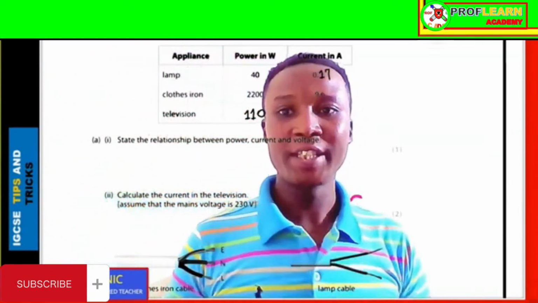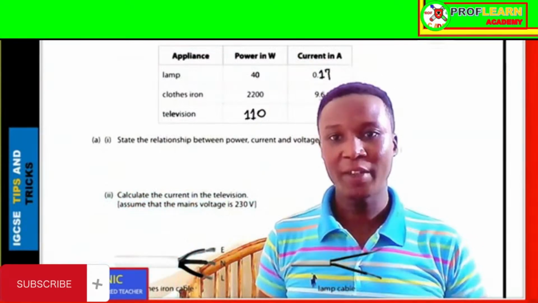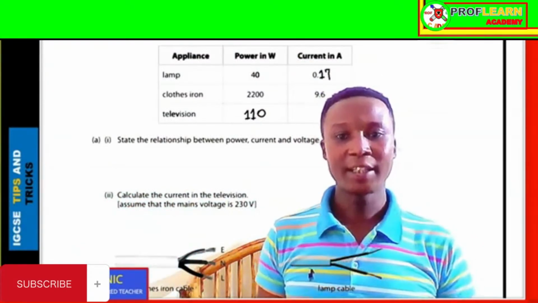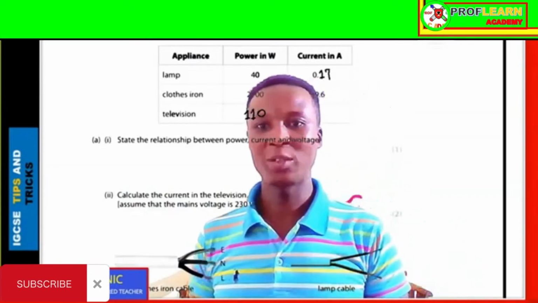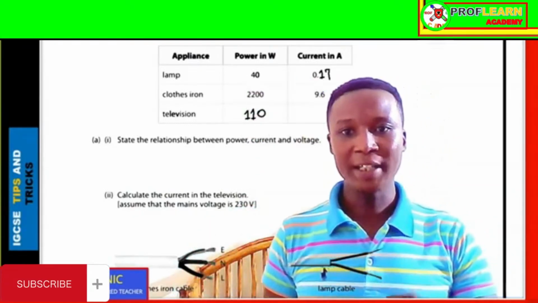The table shows information about 3 electrical appliances. We have a lamp which is rated 40 watts. We have a cloth iron rated 2,200 watts. And we have a television that's rated 110 watts.